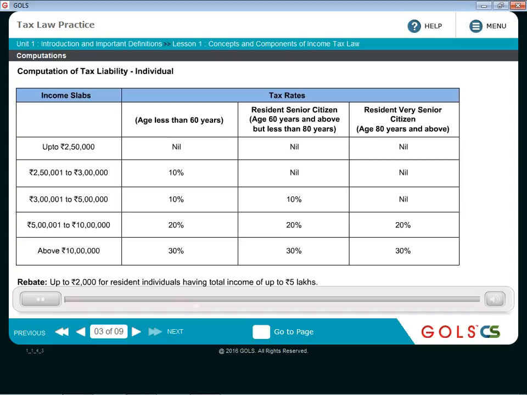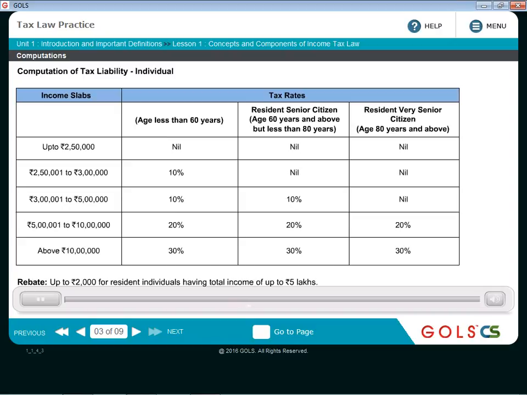Now as per this, if the person is less than 60 years old, then he will compute the tax liability in the following manner. For the first 2.5 lakh it is nil, 2,50,000 to 5 lakh it is 10%, 5 lakh to 10 lakh it is 20%, and above 10 lakh it is 30%.